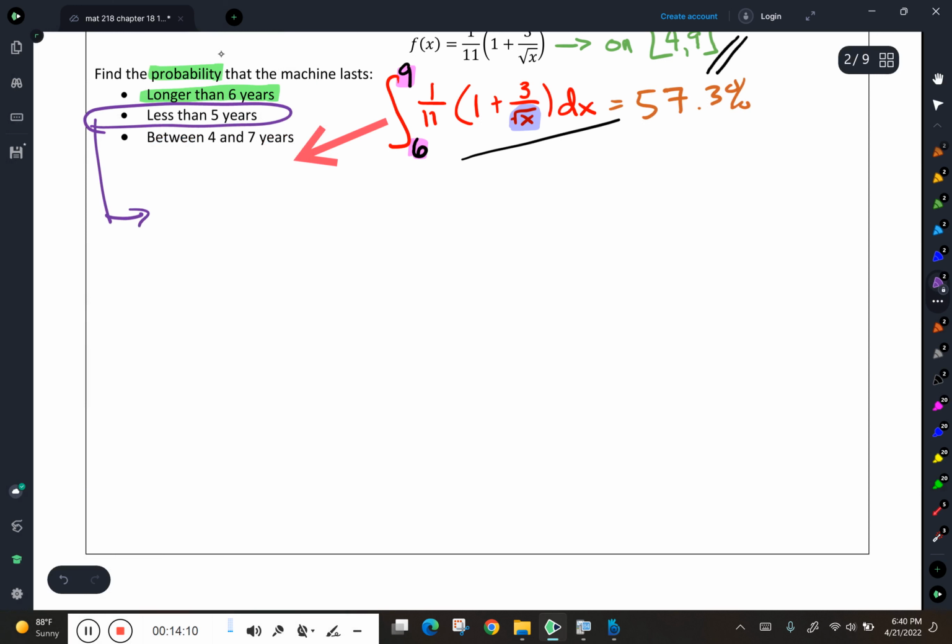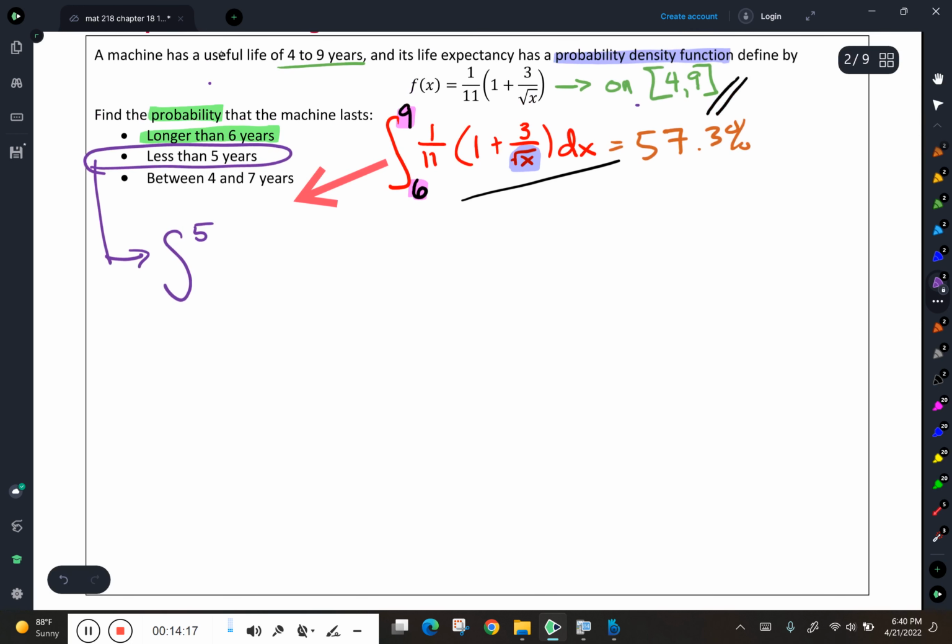So what does less than 5 years mean? Less than 5 years means that that upper limit is 5 now. Now it's only valid starting at 4, so it can only be from 4 to 5. Of 1/11 times 1 plus 3 over root x dx. So less than 5 years.